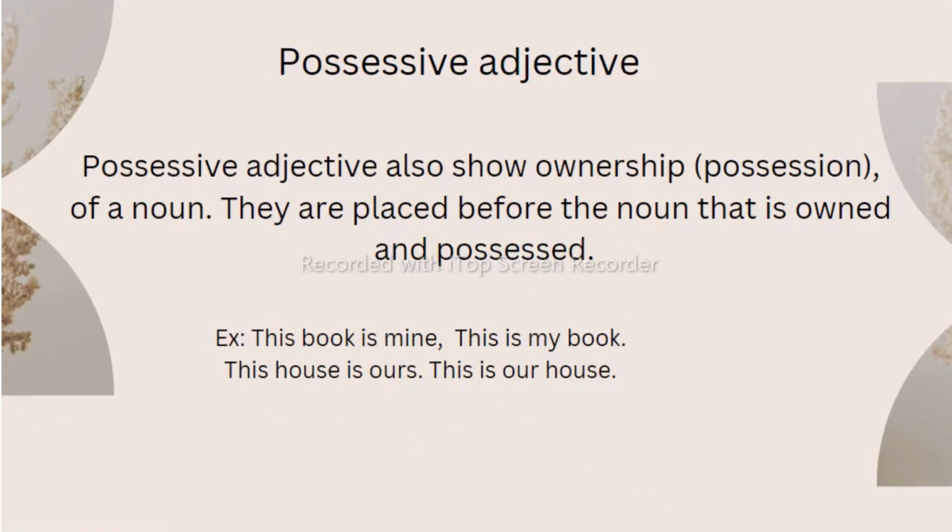Here in the possessive pronouns, "this book is mine" is the possessive pronoun, but "this is my book" is the possessive adjective, because this "my" shows the possession, my book. This is called a possessive adjective. Though both sentences give the same meaning, either we can use the possessive pronoun or the possessive adjective. Both will give the correct meaning. "This house is ours", "this is our house". "This house is ours" is the possessive pronoun, and "this is our house" shows the possessive adjective.